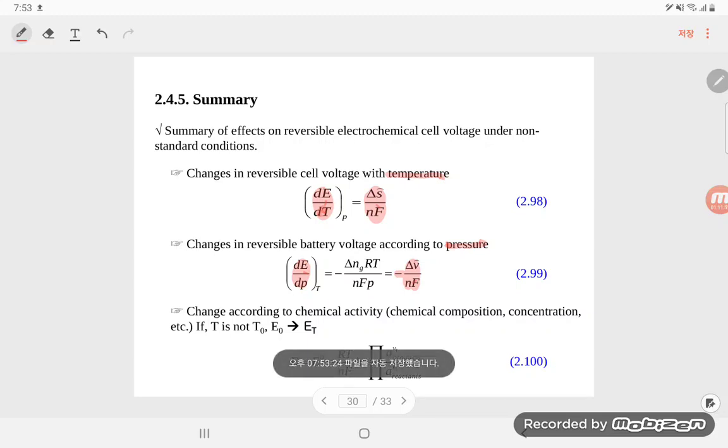But the third part, the chemical activity, is very important for determining the reversible voltage in the non-standard condition. The chemical activity means the chemical composition, concentration, and pressure. And if the temperature is not room temperature, then we should change this one to E(T).